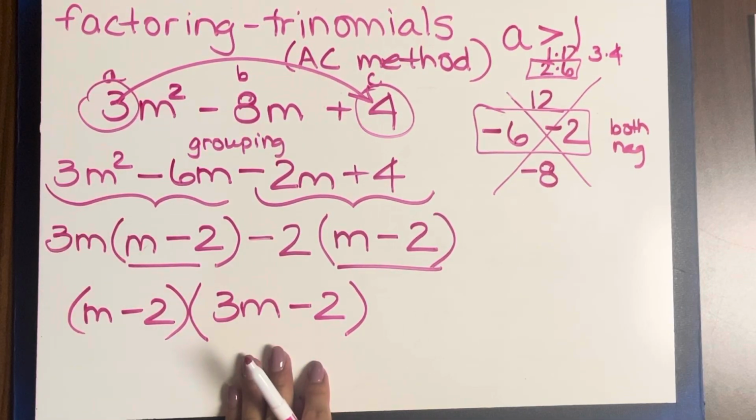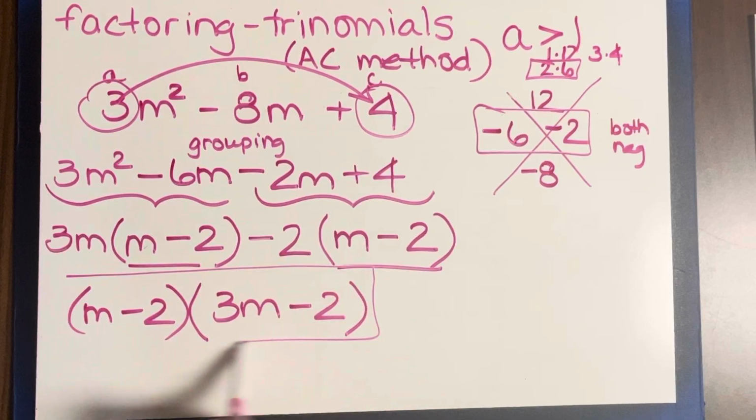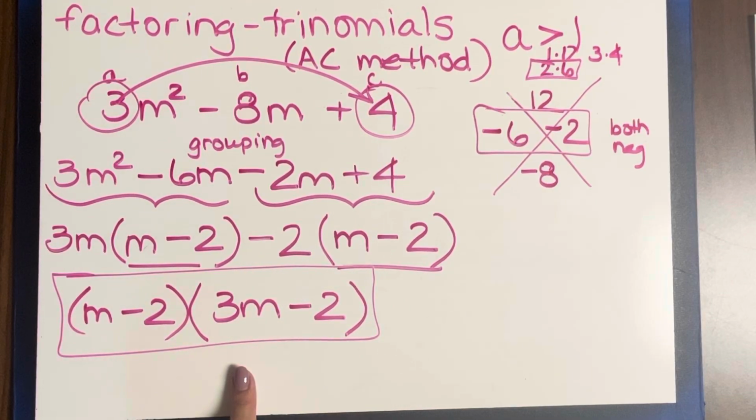Always double check to make sure there's no other possible factoring you can do in this problem, which there is not. So we are all set, and our factoring by the AC method gave us m minus 2 times 3m minus 2.